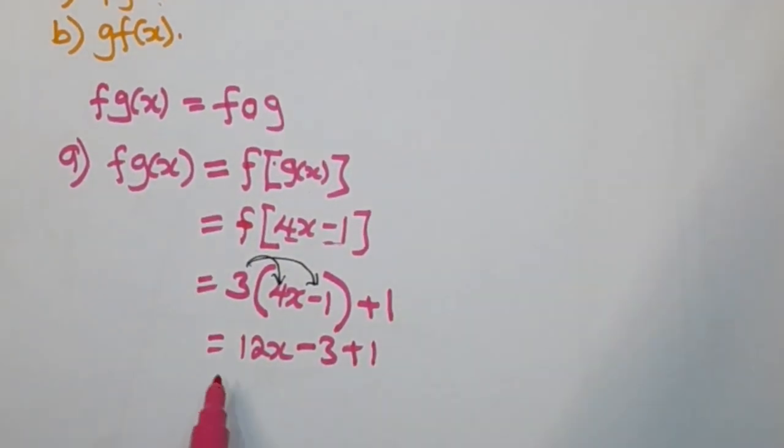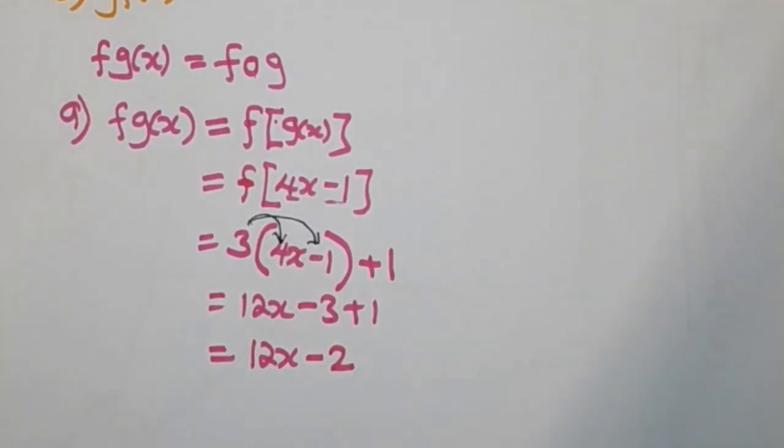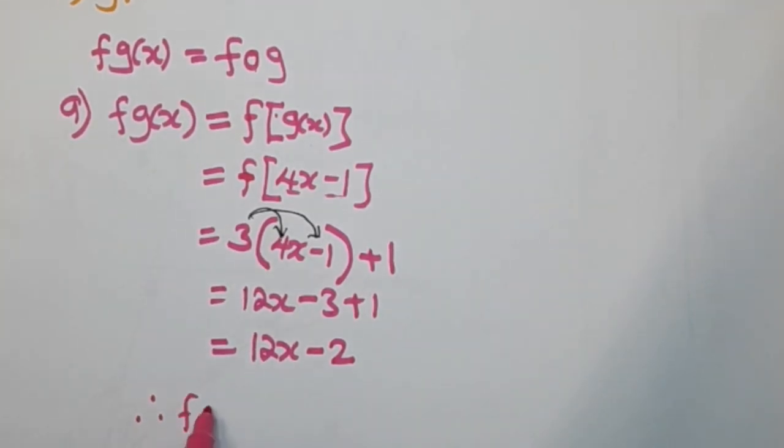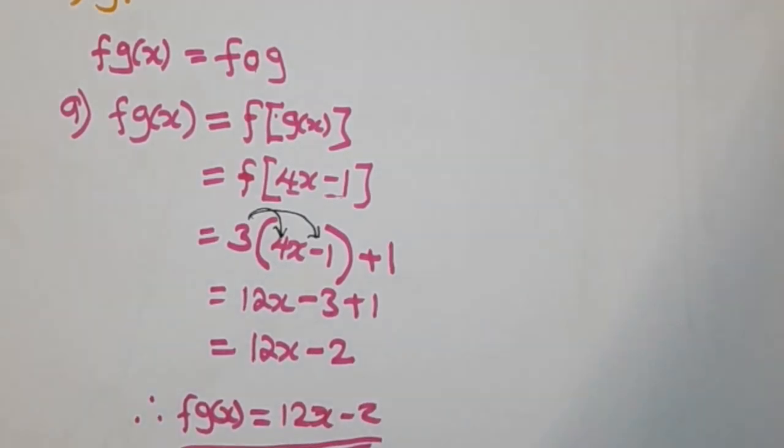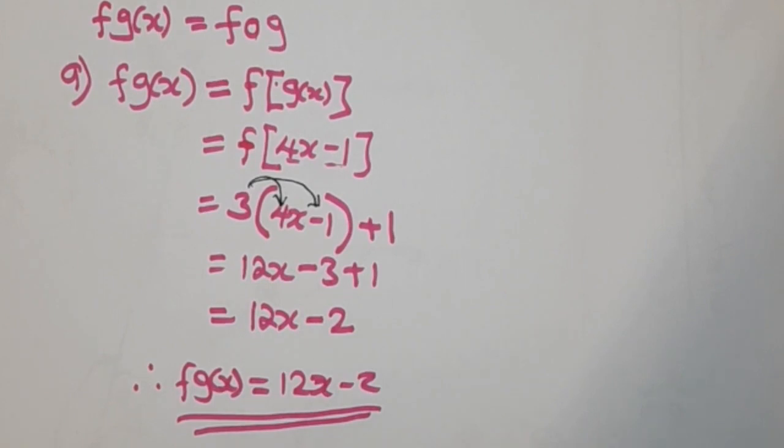Okay? Next, we just have to simplify this. So we say 12x. Then negative 3 and 1 are like terms. So negative 3 plus 1 is negative 2. So we can now conclude and say, therefore, f of g of x is equal to 12x minus 2. So this is the composition of the function f of g of x.